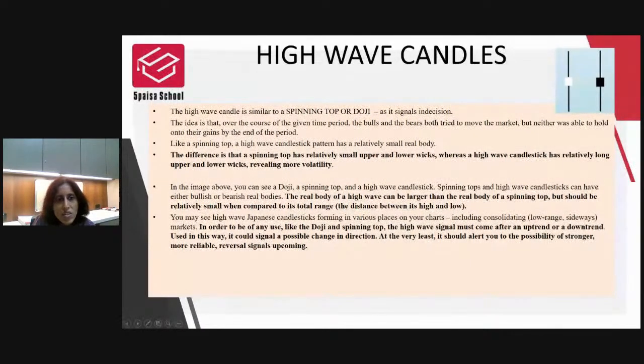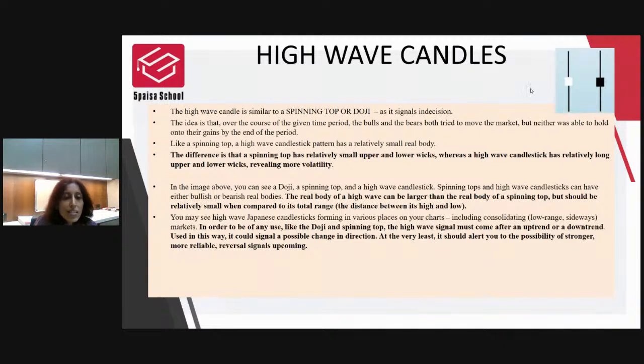So the idea is that over the course of the given period, the bulls and the bears both tried to move the market, but neither was able to hold on to their gains by the end of the period. So like a spinning top, a high wave candlestick pattern again has a relatively small real body. Okay? So you will always ask, what is the difference between the spinning top or a doji? How can you differentiate between a spinning top or a doji?